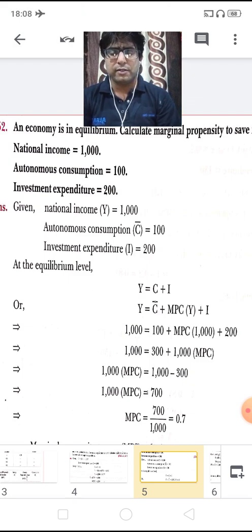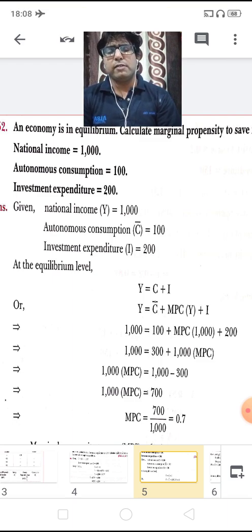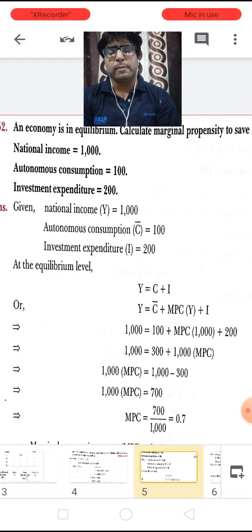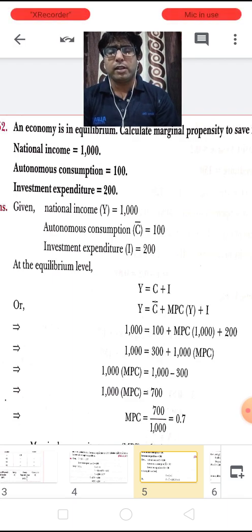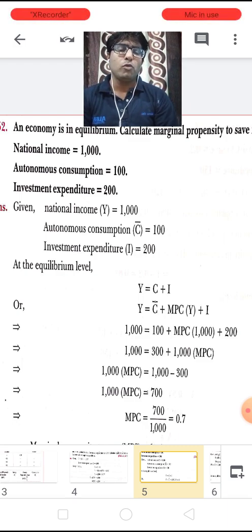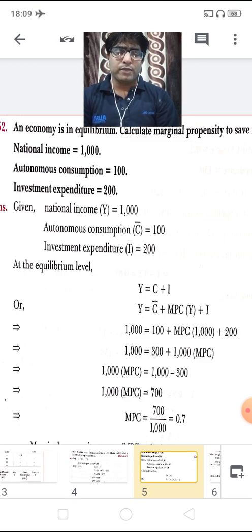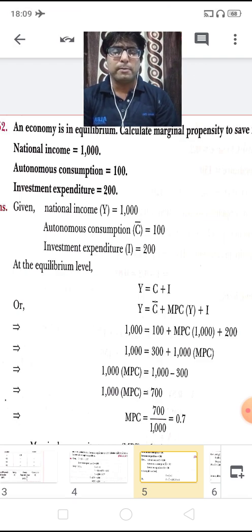First of all, what is given is the national income, 1000, autonomous consumption is 100, whereas investment expenditure is 200. So we know that at the equilibrium level of income, aggregate demand is equal to aggregate supply, and aggregate demand is equal to C plus I, whereas in place of aggregate supply we can write the value Y. So Y equals the autonomous consumption plus MPC under bracket Y plus I.